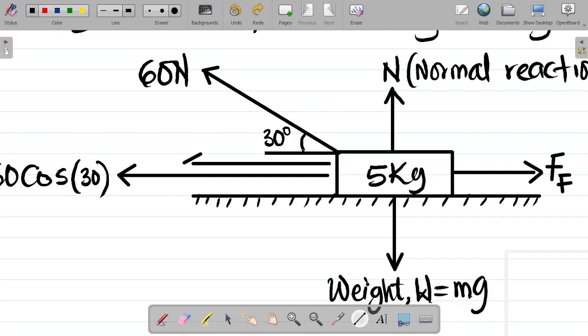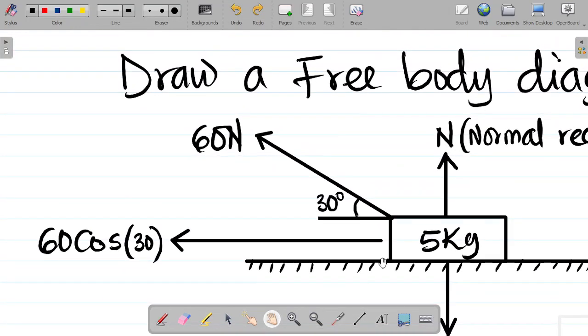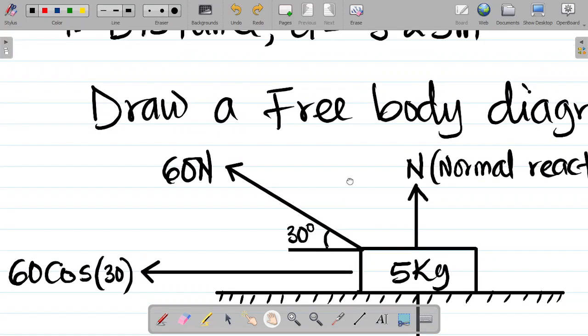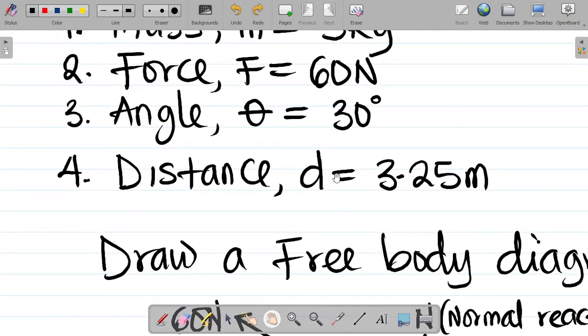So that's the concept there. But there's no frictional force, so I won't stress with that. I'll just take this off. So basically, for my free body diagram, these are the forces at play. All right, so having clarified this, let's now go to the question.